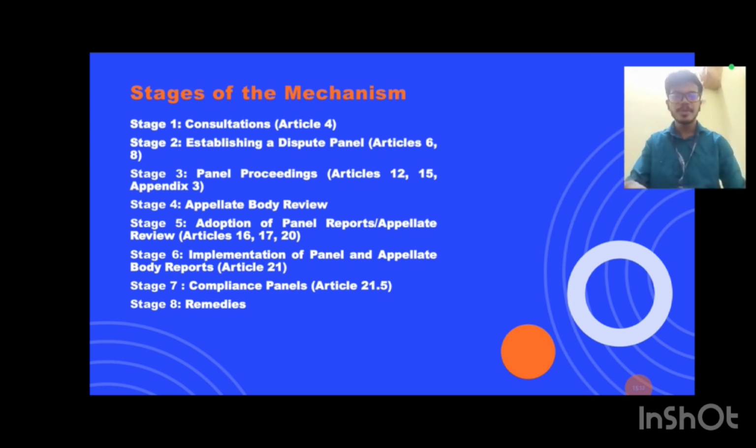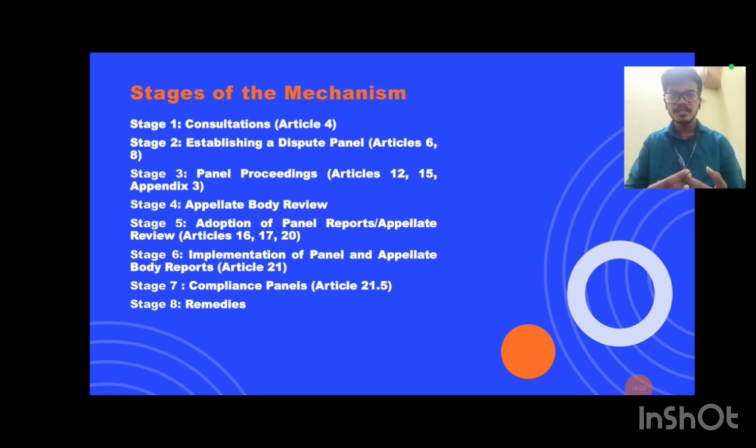The next stage is implementation of panel and Appellate Body reports under Article 21. In the event that the WTO decision finds that the defending member has violated an obligation under a WTO agreement, the member must inform the DSB of its implementation plans within 30 days after the panel report and any Appellate Body report are adopted. If it is impracticable for the member to comply immediately with the WTO decision, the member will have a reasonable period of time to do so. The member is expected to implement the WTO decision fully by the end of this period and to act consistently with the decisions after the period expires.